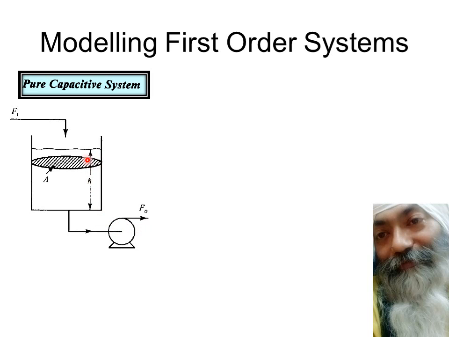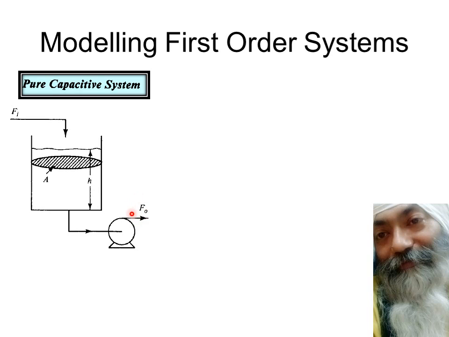Whatsoever may be the value of tank, tank may be full, tank may be half full, tank may be nearly empty, this F naught is going to remain the same. It's constant throughout. That's why it is called pure capacitive, something we'll get to know later when we see the dynamics. But right now, what will be the equation? Equation will be the same. What was that? A into dh by dt is equal to Fi minus F naught.